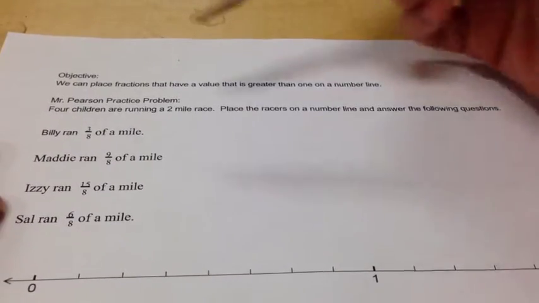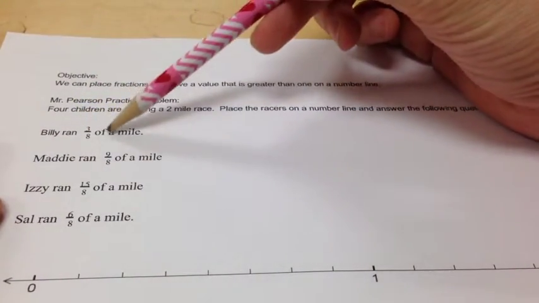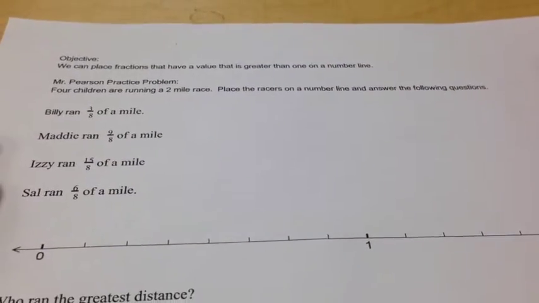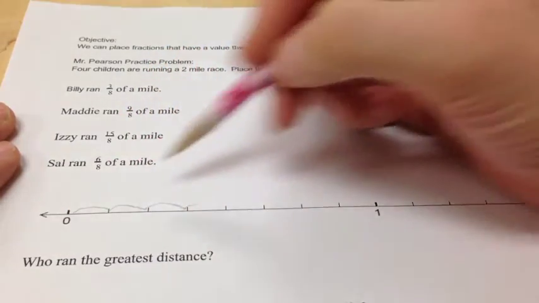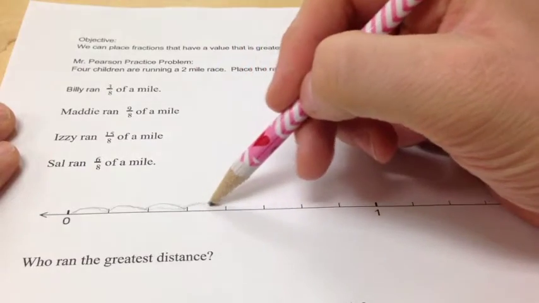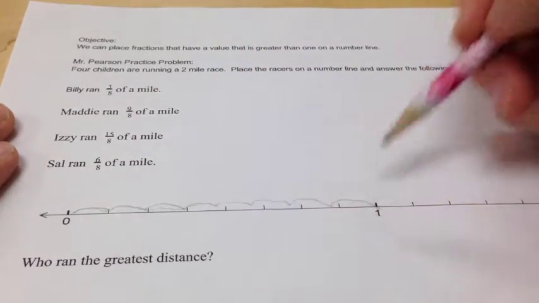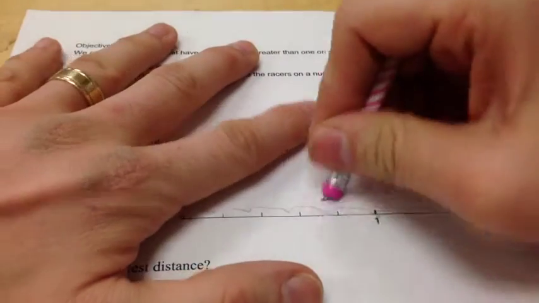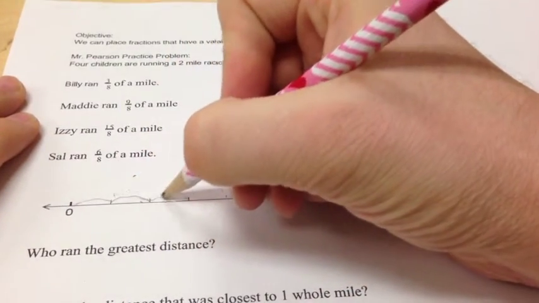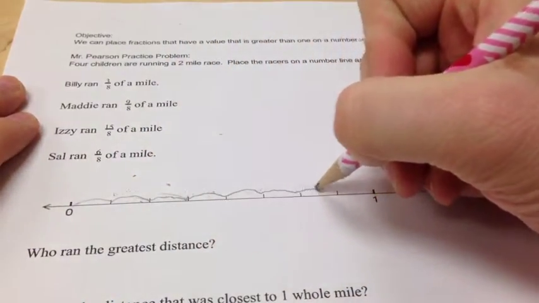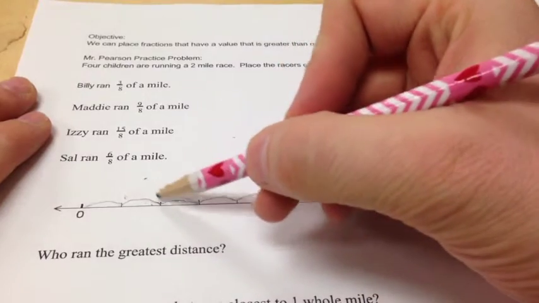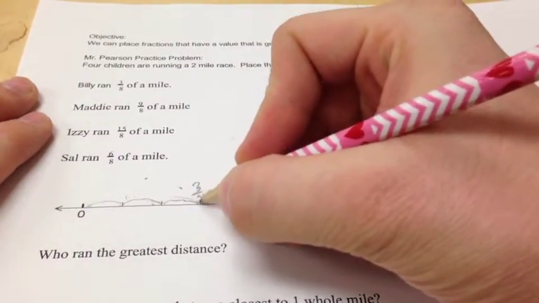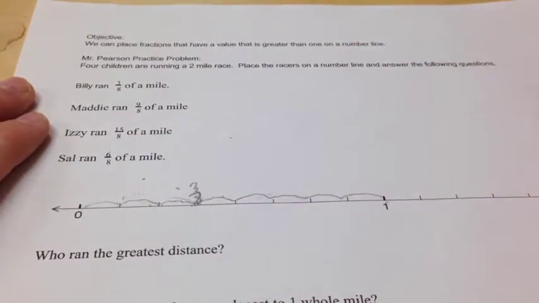Okay. Billy ran 3/8 of a mile. Tricky. Okay, so this 1/8, 2/8, 3. Well, how many spaces are there first? 1, 2, 3, 4, 5, 6, 7, 8. There are 8 spaces. Oh, I better make sure that my hops line up onto the lines there. There are 1, 2, 3, 4, 5, 6, 7, 8. And Billy ran 3/8. So 1/8, 2/8, 3/8, because that is 3 out of the 8 spaces.